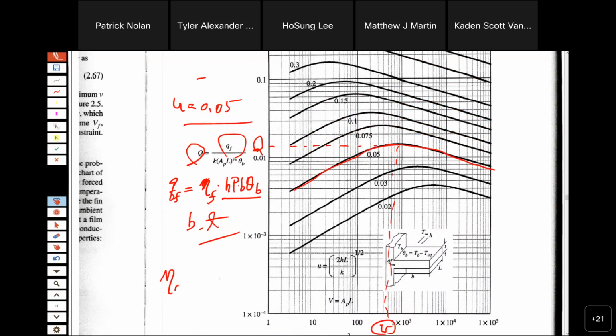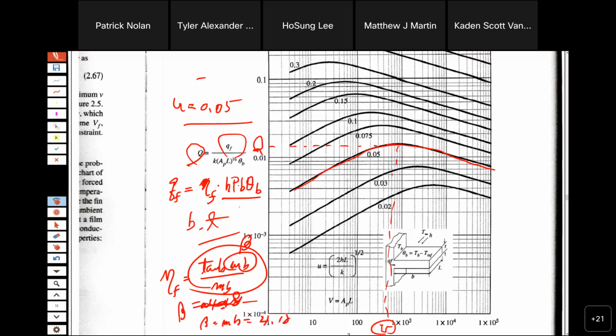And what is the efficiency? It is hyperbolic tangent mb over mb. It turns out to be 1.8 something, I forgot some number. Are you talking about beta? Yes, this is beta. Specific beta. I'm sorry, I'm talking about beta. Beta is mb, 4.18 something.